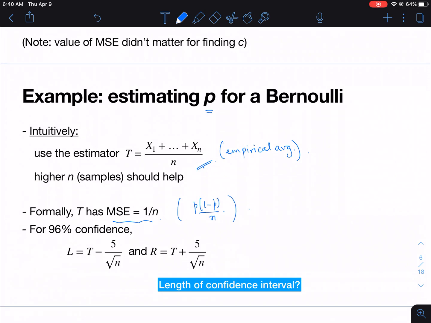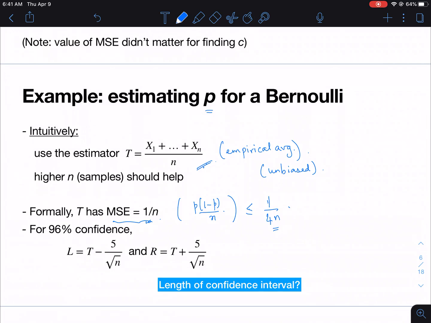Firstly, this was an unbiased estimator. That's one thing we saw. Another thing is that its mean squared error is p times 1 minus p by n, which we saw is less than or equal to 1 by 4n. So T has a mean squared error that drops with n.